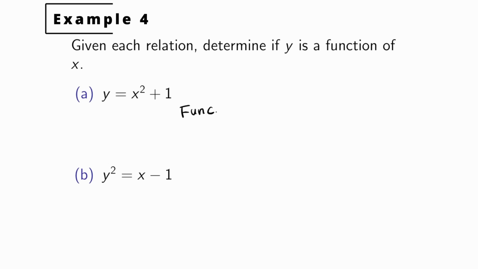Now for this one down here, can I plug in an x and get two different y values? If we let x be equal to 10, then y squared is x minus 1, which would be 9. And there are two numbers that will give me y squared is 9. y could be 3, or y could be negative 3. If I square either of those two numbers, I would get 9. So plugging in x equals 10 gives us two values for y. That means one input is assigned to two outputs. So this one is not a function.